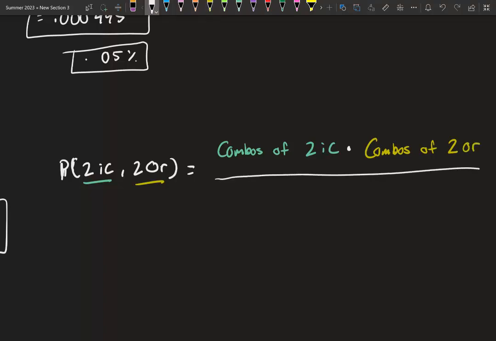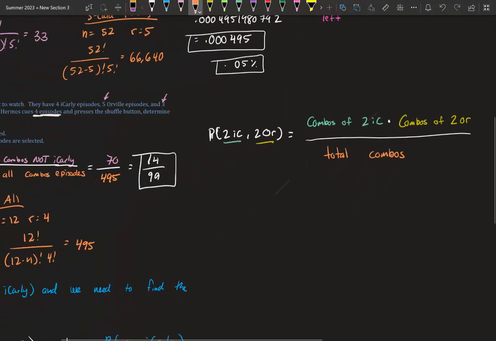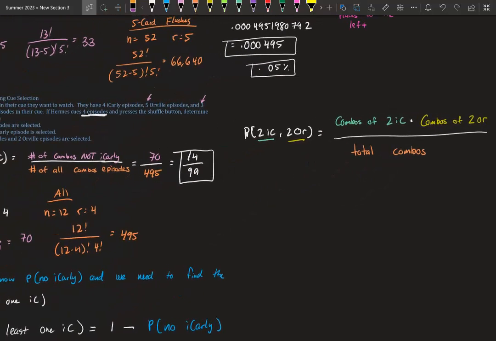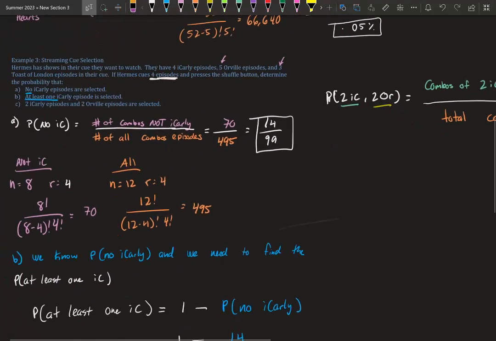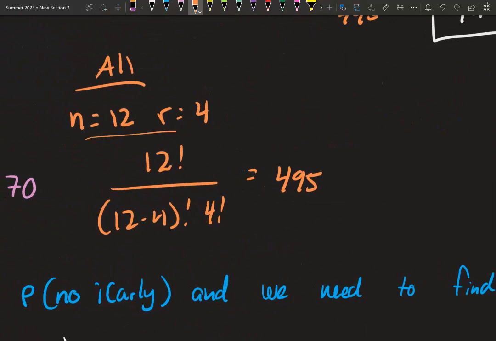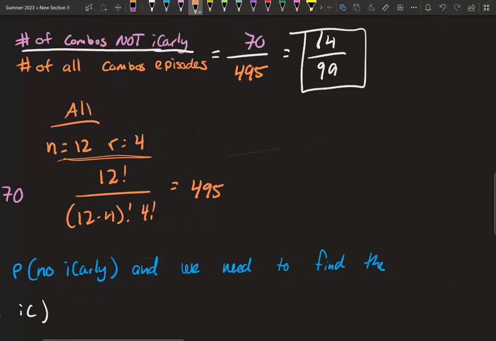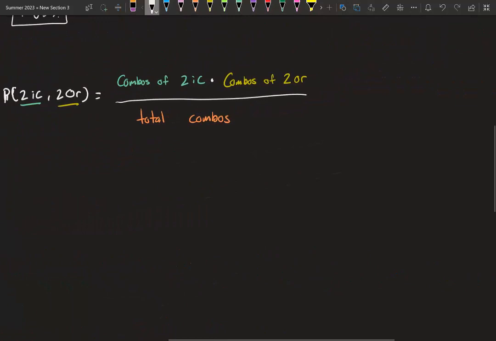And your bottom never changed. That's always your total combos. We actually already have that answer. It's 495. Because that doesn't change. We're still picking 4 out of 12 episodes for the total combination. So we actually have that answer. So let's go ahead and put it. It's 495.